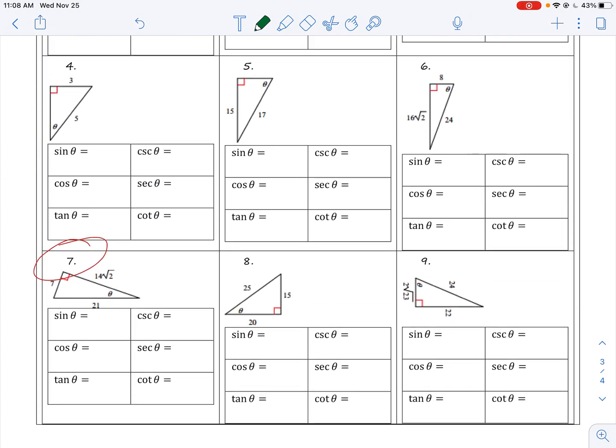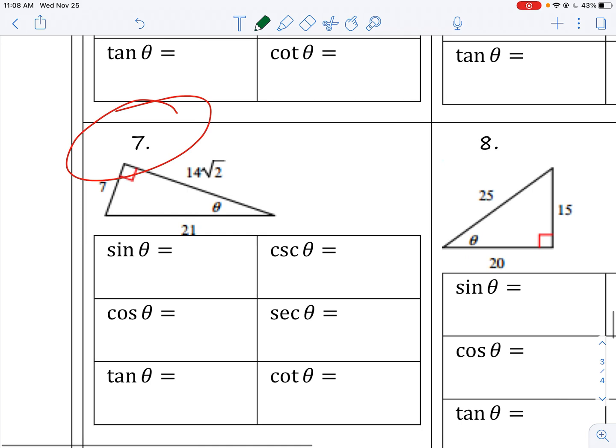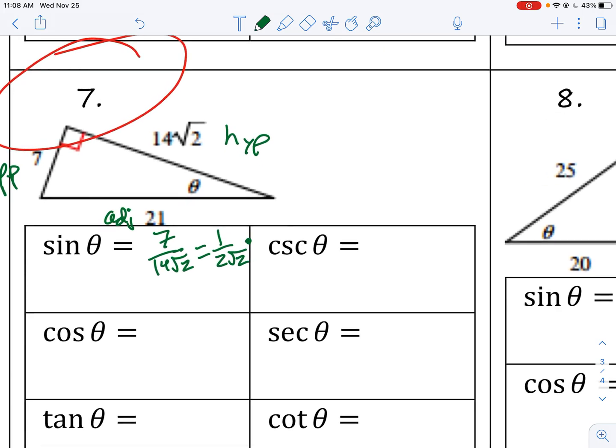And there's one last thing I want to show you: sometimes your ratios simplify, and so you should simplify them. So let's say I jump down to 7. Here's my theta, which means 7's opposite, 21 is adjacent, and 14 root 2 is hypotenuse. If I write out my sine, which is going to be 7 over 14 root 2, that simplifies, right? You get 1/2. But this also has a square root of 2 in the bottom, and we don't want to have square roots in the bottom, and so you can times top and bottom by root 2.